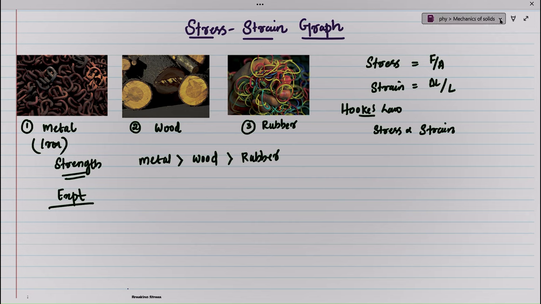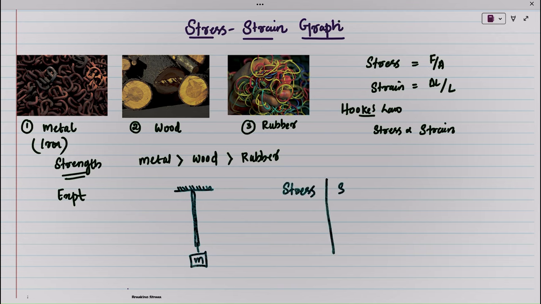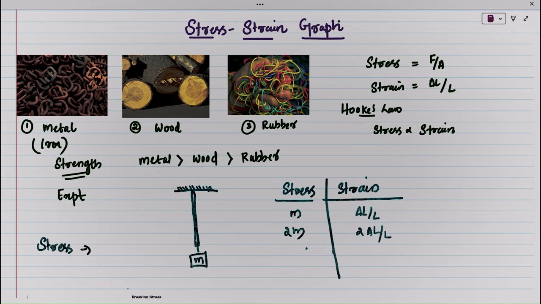We are going to do an experiment. Consider a cylinder or a wire hanging vertically, and we add some mass M. And we measure the stress and strain produced in the wire. That is, for mass M, we measure the strain, delta L and delta L by L, and for the next mass we find the stress, and again measure the strain, and so on. Then we plot a graph taking stress along the y-axis and strain along the x-axis. So, we get the stress-strain graph.